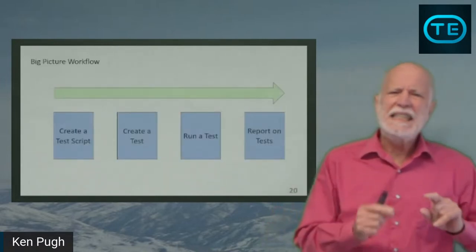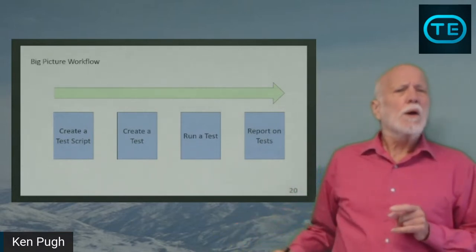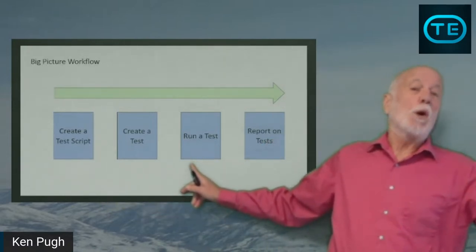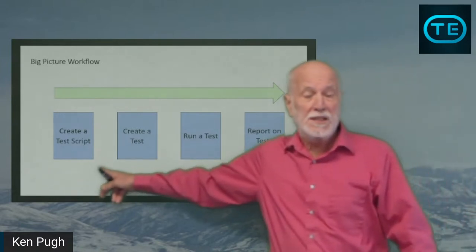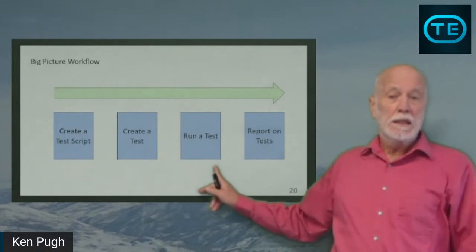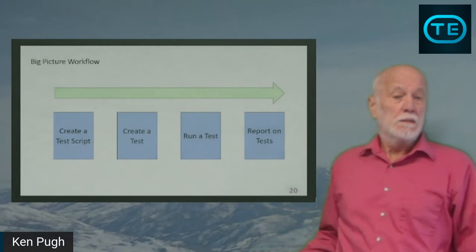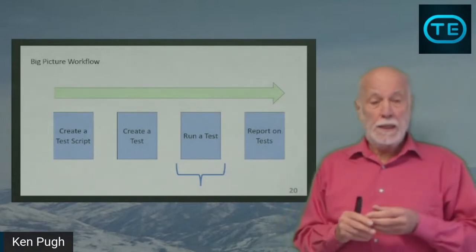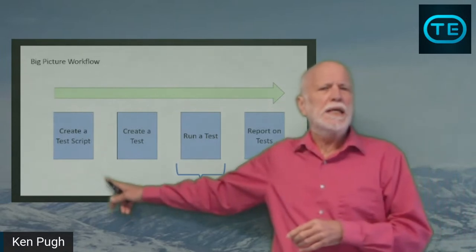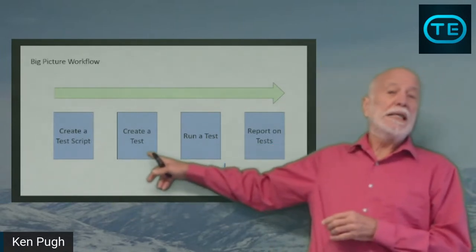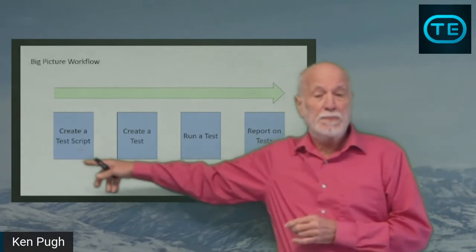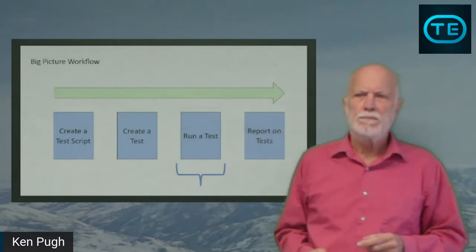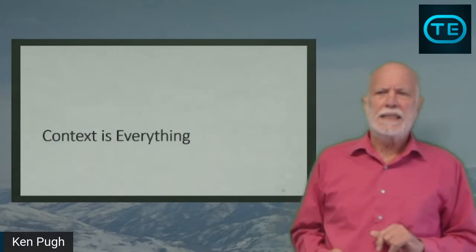And now I need a big picture workflow. In our workflow, somebody's going to create a test script. They're going to create a test on our application that utilizes that test script. We're going to run that test, and then we're going to have a report on those tests. It's a workflow. And the part that we're going to be showing here is simply this one stage. We'll assume that you've created a test script, and you've created a test that utilizes that test script. And we're going to show just the running part, and then obviously, you can always report on all of these tests.